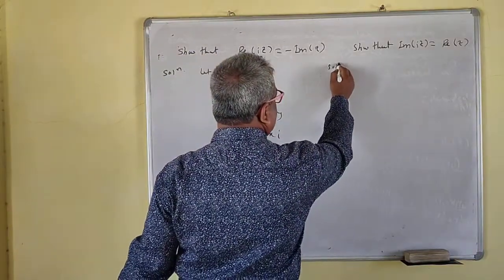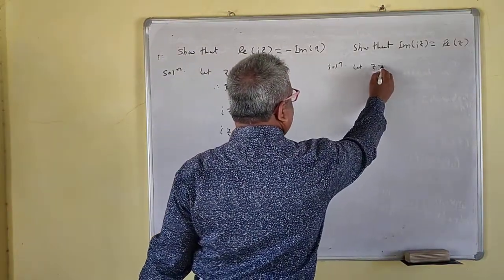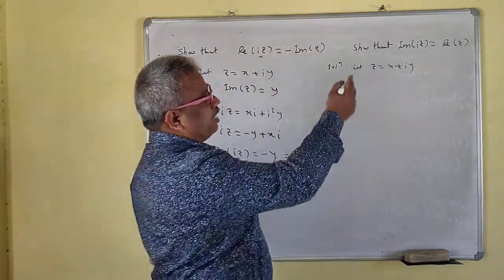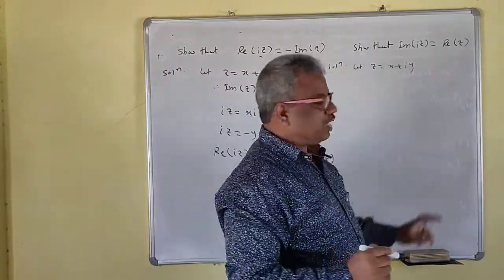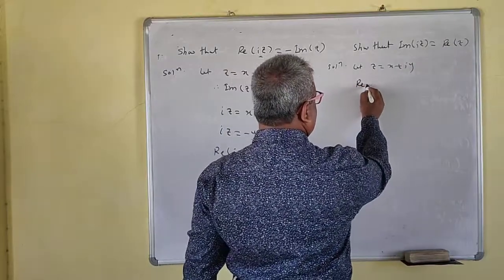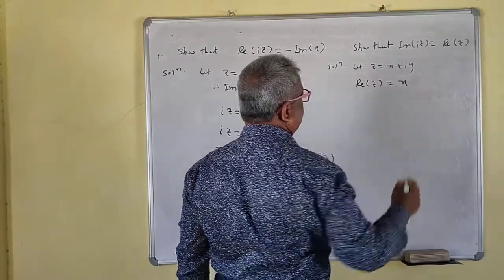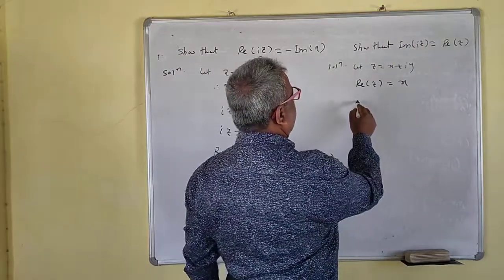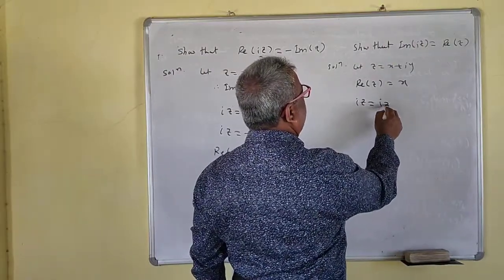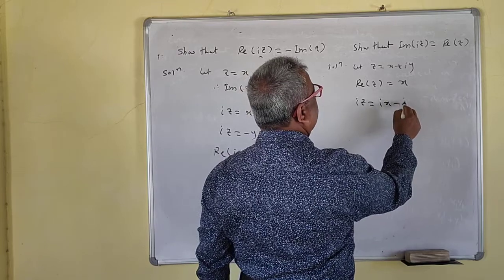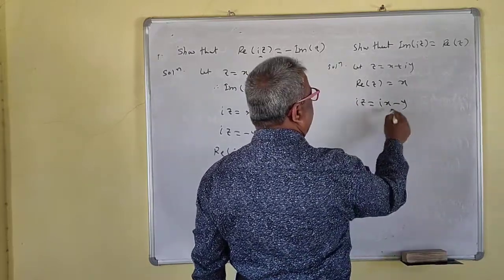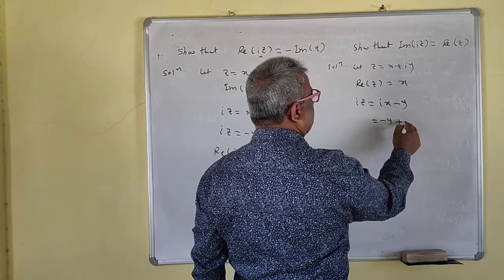Okay, solution. Let Z is equal to x plus iy. Okay, so we can write the real part of Z now easily. So the real part of Z is x. Okay, now what do you want? iZ you want. So we'll find iZ now. So iZ is equal to ix minus y now. i square is minus 1. Okay, so minus y. So this is minus y plus ix.